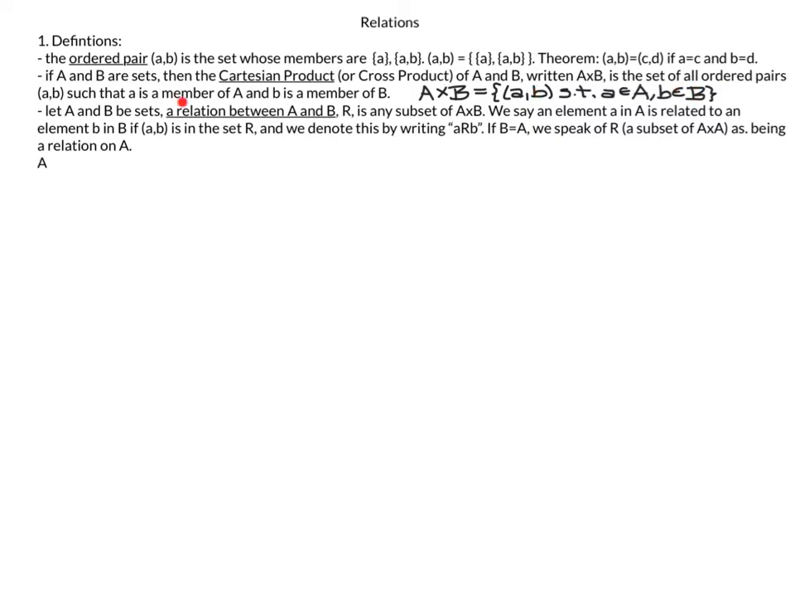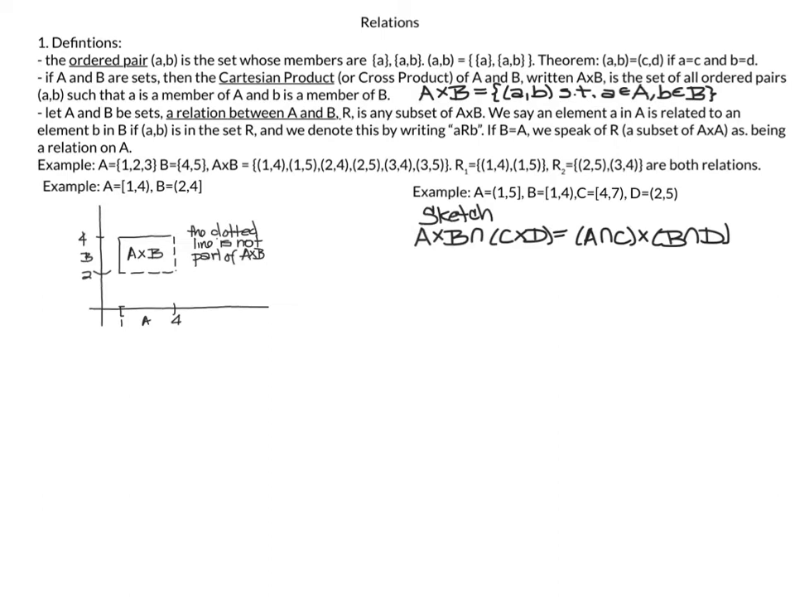The second definition is of a relation. If A and B are sets, a relation between A and B, which we'll denote with a capital R (if I were writing this, I'd probably write a fancy script R), is any subset of A cross B. So we say an element a in the set A is related to the element b in the set B if (a, b) is in the relation, or the set R. We denote this by writing a R b. If B is equal to A, we speak of R, a subset of A cross A now, as being a relation on A. And now we'll do some examples.